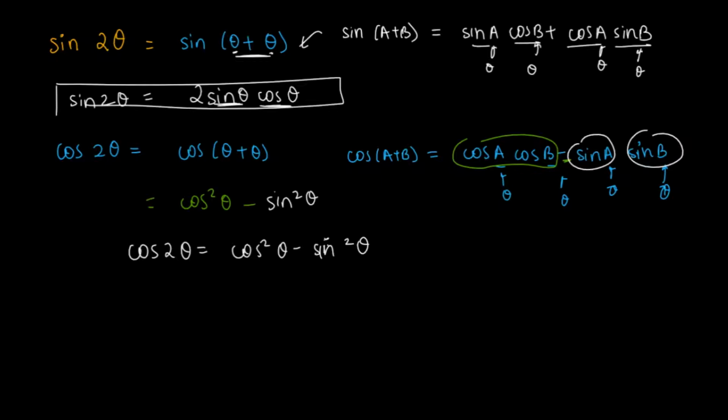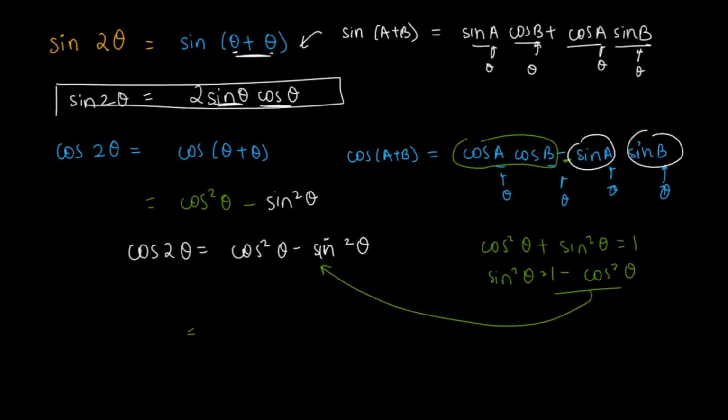What we use here is the identity that cos squared plus sine squared of any angle is equal to 1. Using this, you can write that sine squared theta is equal to 1 minus cos squared theta. So put it in right here. This will give you cos squared theta minus, instead of sine squared theta, you write 1 minus cos squared theta. This just gives you 2 cos squared theta minus 1.